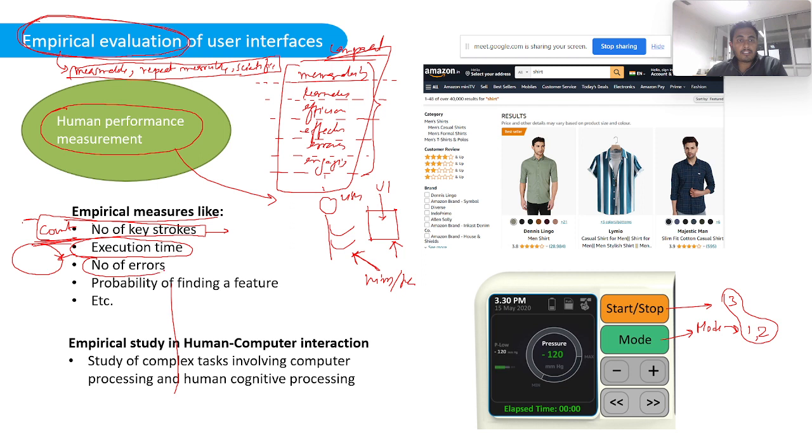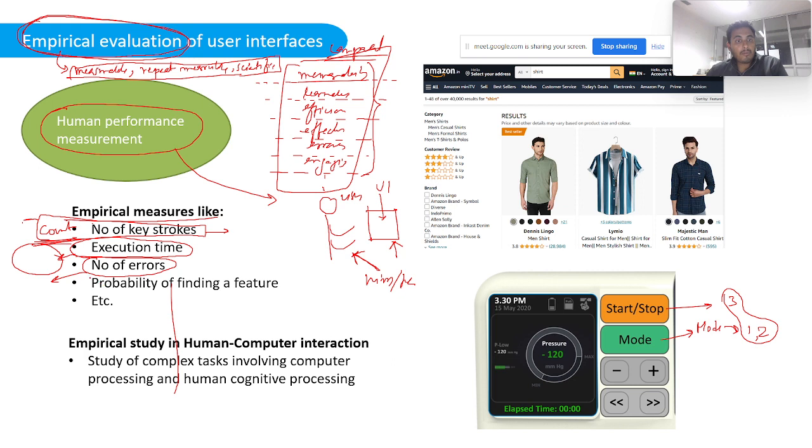And then the number of errors. When you give someone a task, how many errors they make means you can improve a particular interface based on the errors it produces. The smaller the number of errors, the better the user interface.